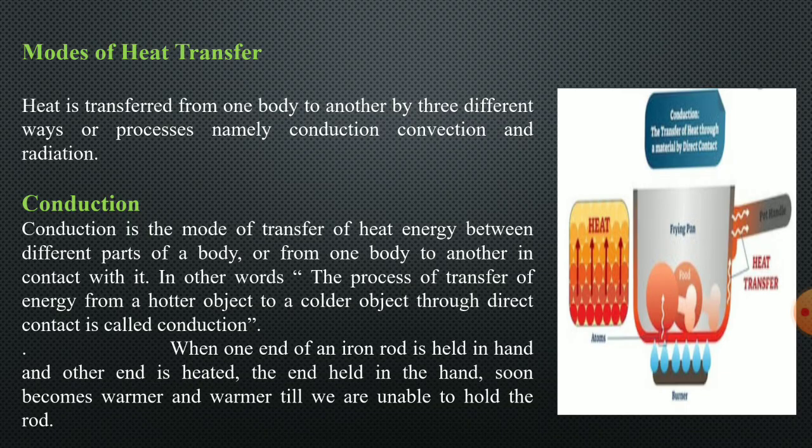When they start vibrating, they transfer the heat that they have absorbed from the flame to the neighboring molecules. Now the neighboring molecules also start vibrating, and by vibrating they transfer this heat energy to their neighboring molecules. So this process continues along the iron rod, and energy is transferred from the hot part to the cold part of the iron rod.